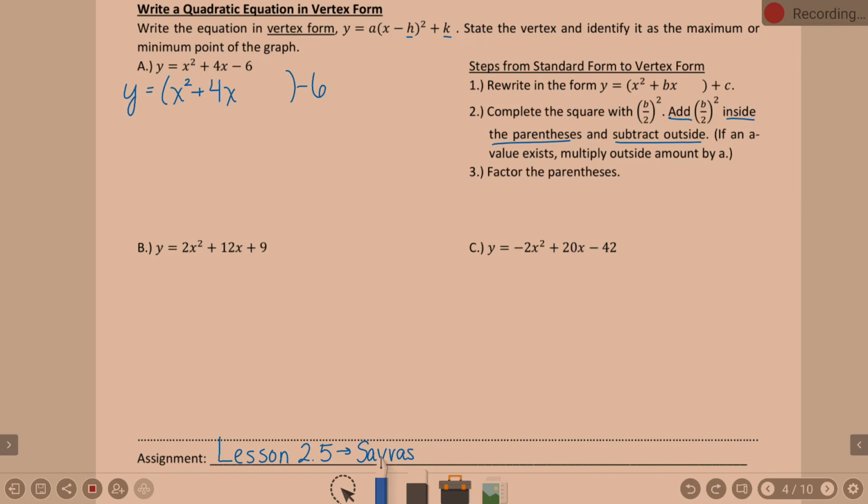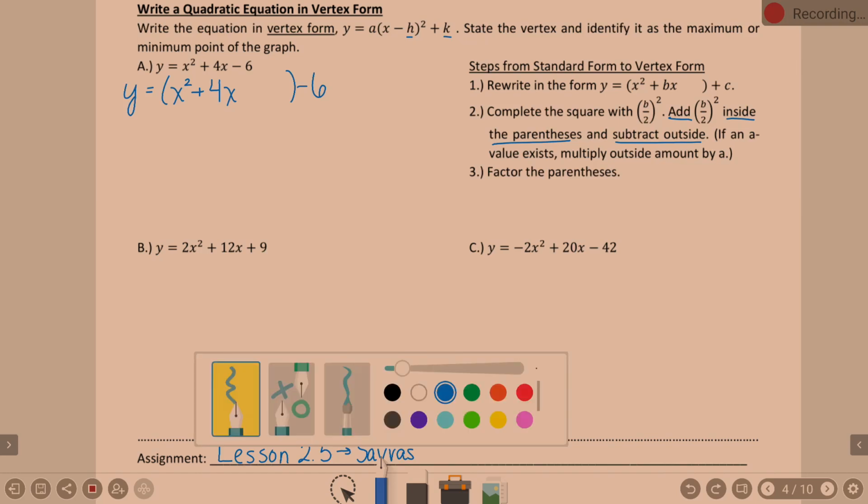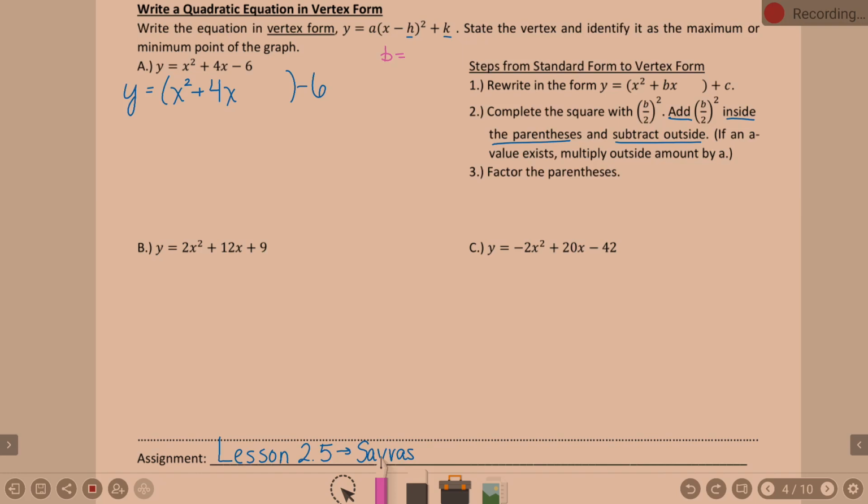Step 2. Complete the square with b over 2 squared. Just like what we were doing on completing the square, we need to find b, yes? So what is my b in this problem? b is 4. So I'm going to do b over 2 squared. So 4 over 2 quantity squared. 4 divided by 2 is 2, and 2 squared is 4.